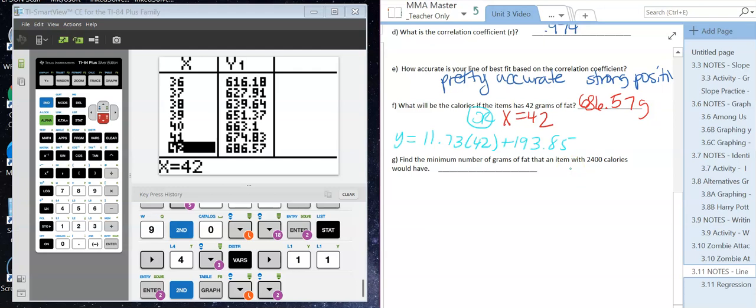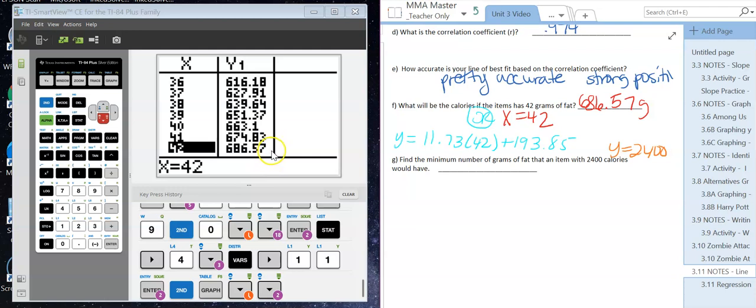Okay? So then we're going to go over here and we're going to solve G. And G is a big one. Okay. So when I look at G, G says find the minimum number of grams of fat. So you're looking for X when Y equals 2,400. Guys, I ain't got no time for that. I'm not scrolling down to 2,400. Okay? I might have for note purposes, but I ain't doing it again.